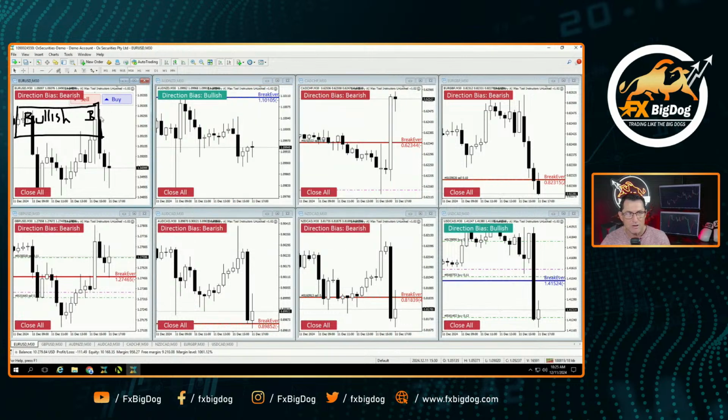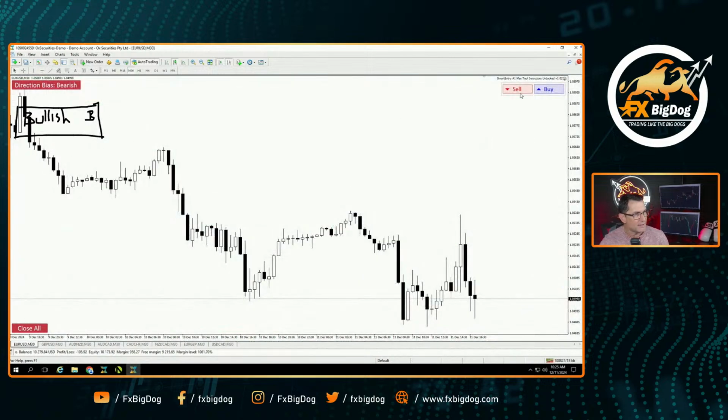If I set this manually, I have the option to sell or buy based on what I believe is right. If I decide, hey, I'm going to buy, but the bias is bearish, it's going to ask, do you want to open a buy option? Yes. Now, you notice that it didn't put a trade in because it's telling us the bias is bearish and you're trading against it. So unless the bias changes, only then will it enter the trade.